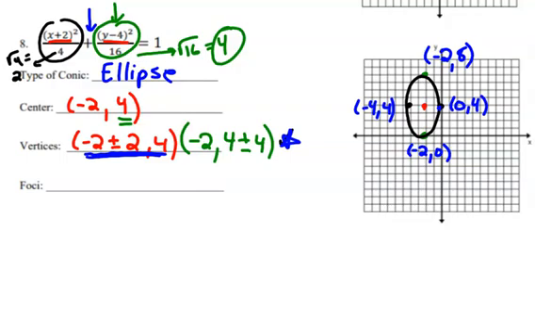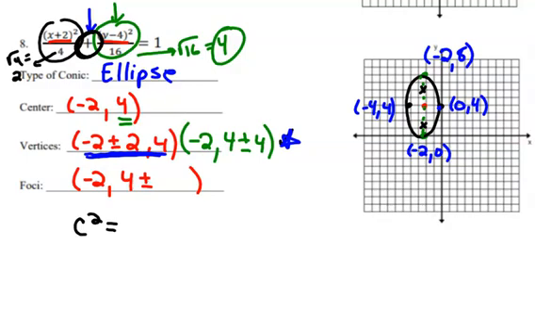Now the foci always are along the major axis. The major axis is the longest part here. So they're along here. So I know I'm going to add and subtract onto the y's because we're going up, down. So I'm just going to do my center, and I'm going to set it up so I'm adding and subtracting onto the y's.